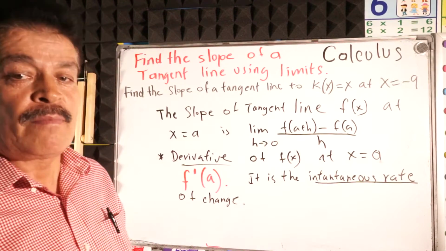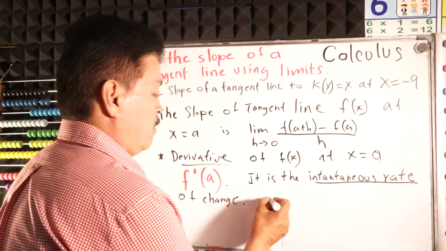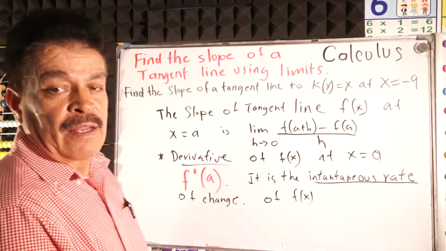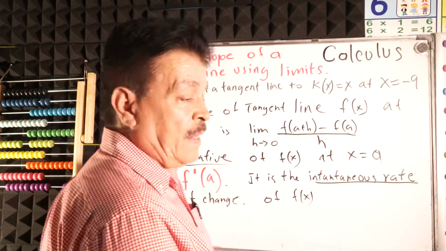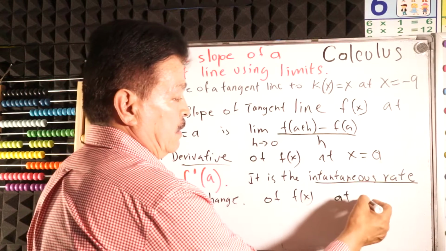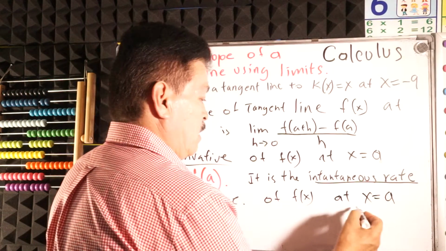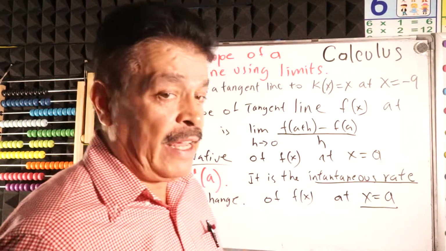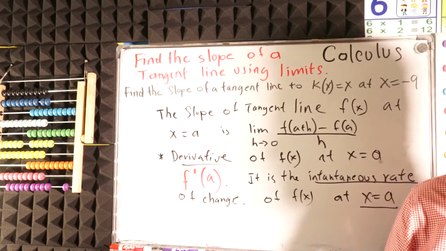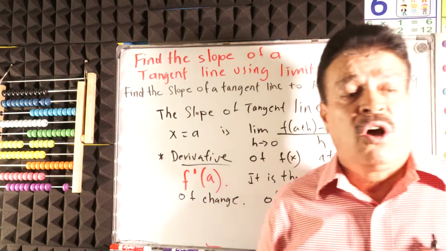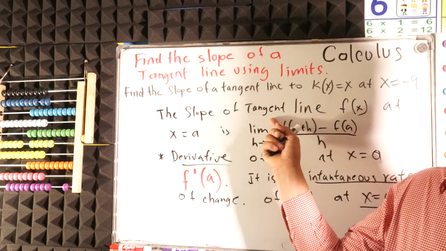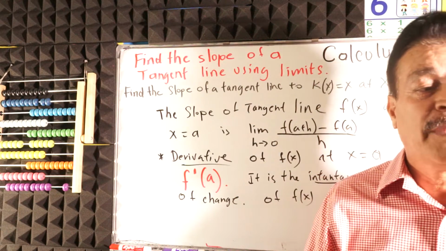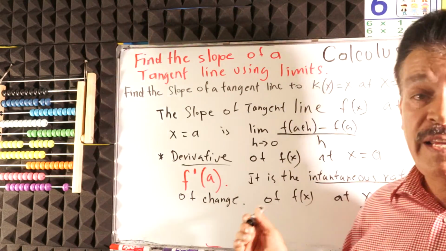Of what? Of course, of f of x, like I told you, at x equals a. This is a very important concept, where f of x is a linear equation. It's the linear equation of this tangent line, which touches the graph of f of x.